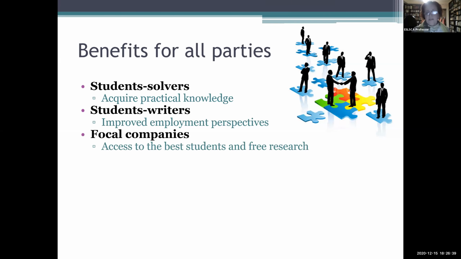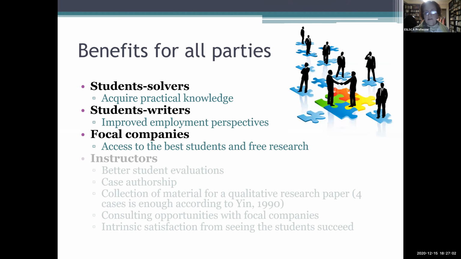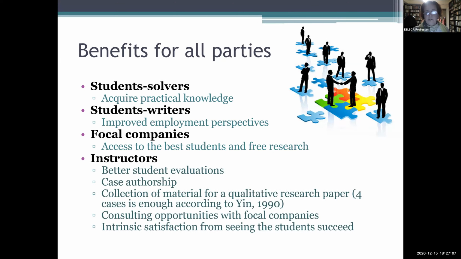The companies, I'm calling them focal companies, because these are the companies on which we have focus. These are the companies about which we write. They have access to the best students and free research. It might help them. I'll talk more about it in a specific case in Egypt, what happened with Sweden when we started writing cases about them. And instructors eventually get better student evaluations, because the class becomes more interactive.